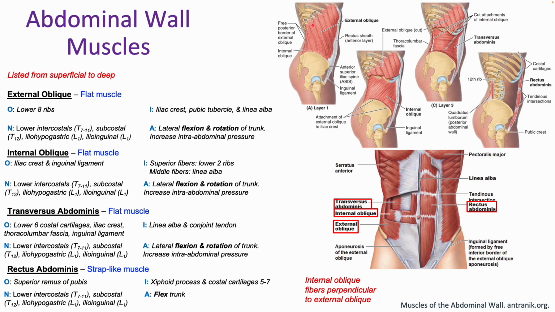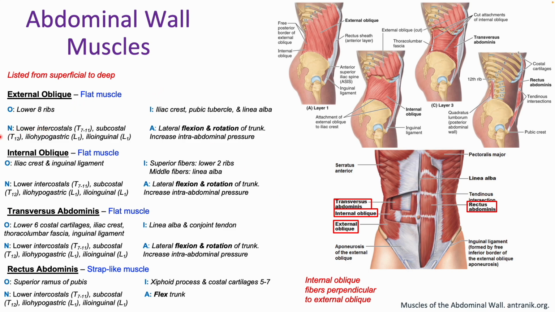It's going to originate from our lower 8 ribs. You can see that along this line. And it's going to insert on the iliac crest, the pubic tubercle, and the linea alba. The linea alba we'll look at more later too, but that's going to be this white bundle of fascia that runs up and down the midline here.